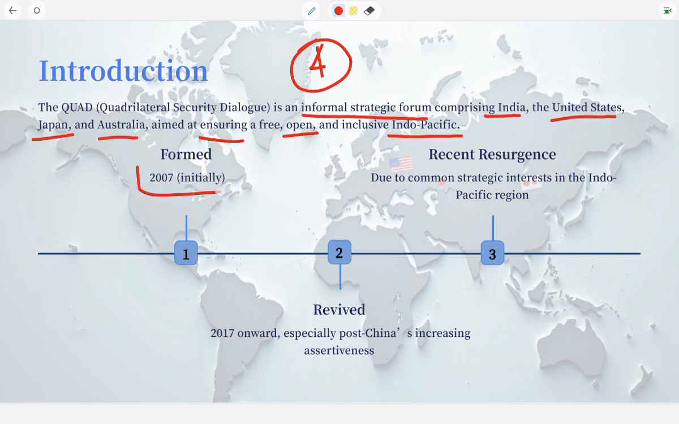It was initially formed in 2007. Then it was again revived in 2017 as we saw that China's assertiveness was growing in the world in terms of exports, in terms of military expansion. So it was revived in 2017. And also due to common strategic interest in the Indo-Pacific region, as all the nations are very interested in the Indo-Pacific region. And also there is a growing challenge of China.